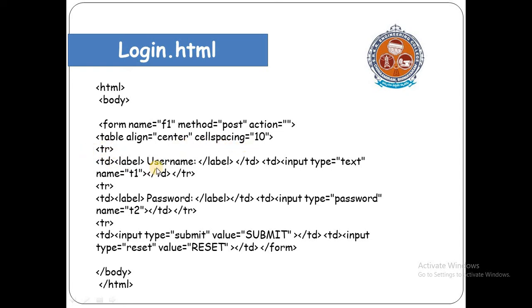In the first row, the first cell is a TD with the username. I have given the label, as I already told, which is useful for the text: Username, input type equal to text. The name I have given is T1. In the next cell I have given password, so for password, input type equal to password. It is just a simple form. After entering username and password, I must submit. So next, input type equal to submit.